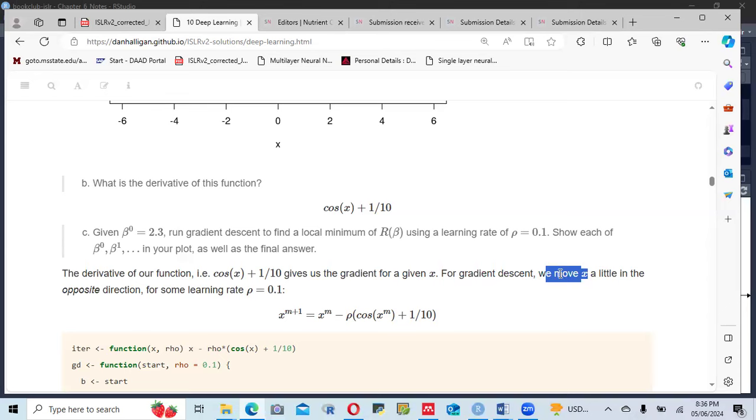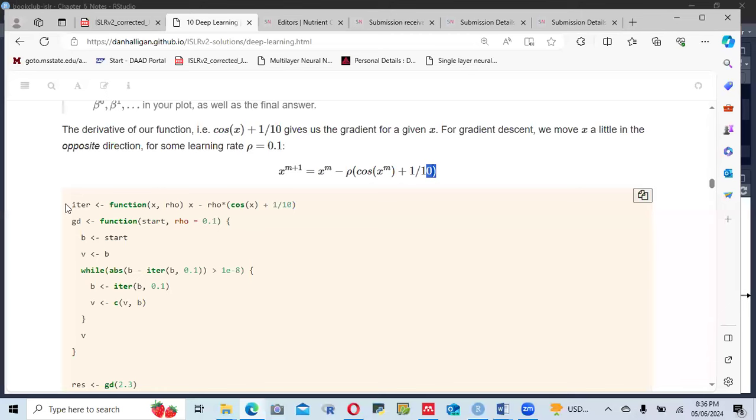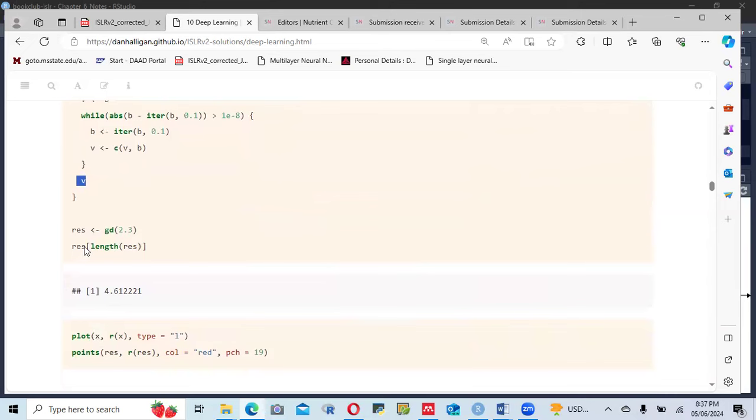For gradient descent, we move x a little in the opposite direction, scaled by a learning rate where rho is 0.1. So here we have x to the power of m plus 1 equals x to the power of m minus rho times cos of x to the power of m plus 1 all over 10. Here we specify a function for the iteration of x, which we call rho. Then we say x, where we have rho times cos x plus 1 all over 10. Then we also specify another function, where we specify the starting value, which they call v.